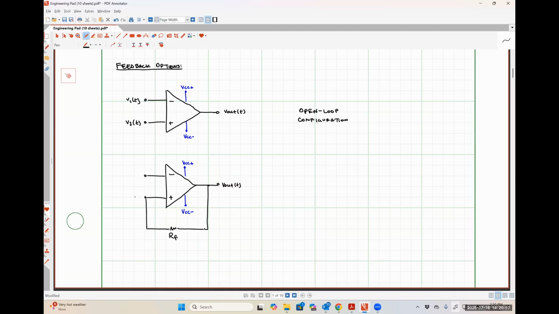And then I might throw another resistor right here. I'm just going to call this guy R sub I. Maybe I ground this guy, and then I apply an input signal over here. Okay. So this circuit has positive feedback.